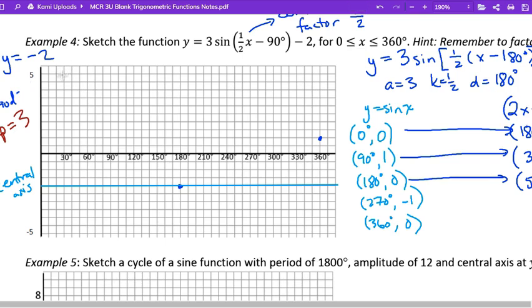I need more space. Period is going to be 360 divided by k, but because our k is 1/2, it's going to be 2 times 360. That means our period is 720.